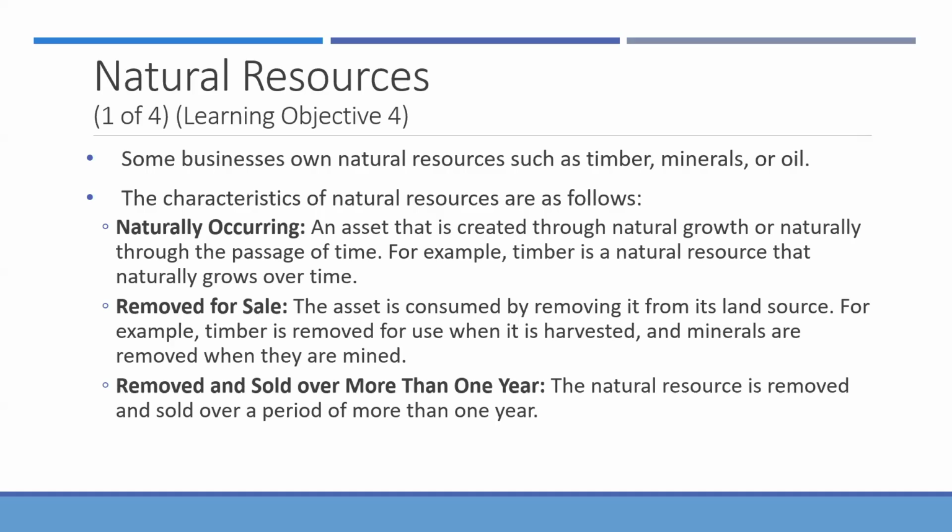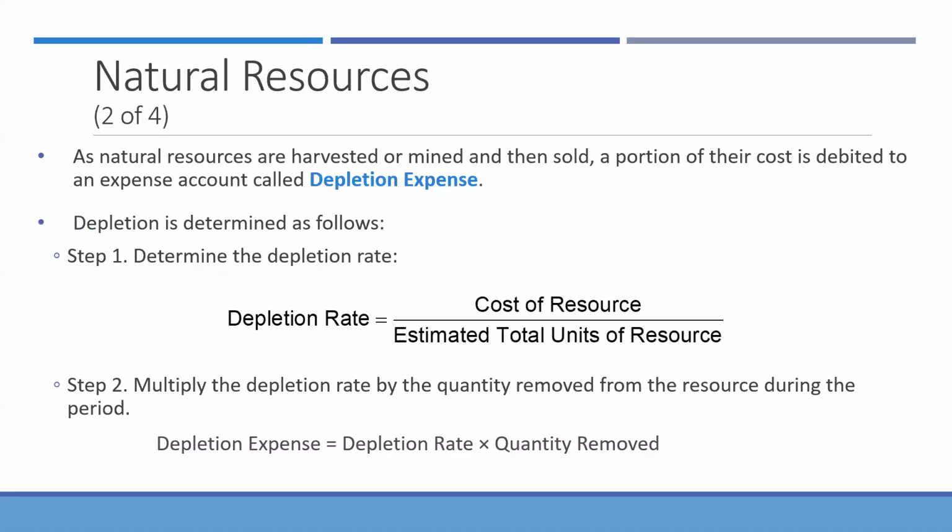assets, and then we're removing them for sale, like harvesting timber and minerals, and they're also removed and sold over one year, which makes it a long-lived asset that we need to record. And it's called depletion expense when we're reducing or mining away the oil or timber in the land.